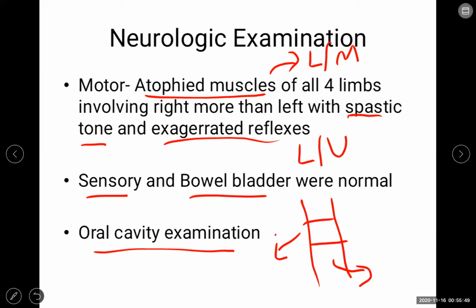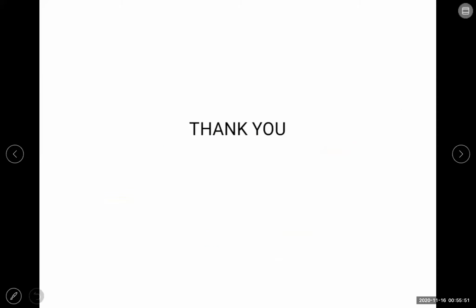So hopefully from this presentation, you got a better idea of how you can narrow down the pathology and have a more structured approach to a patient with neurological weakness. Thank you.